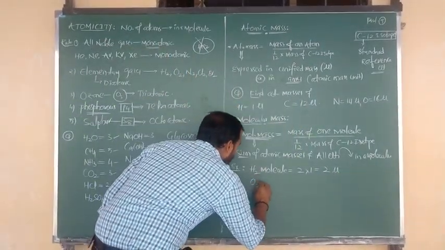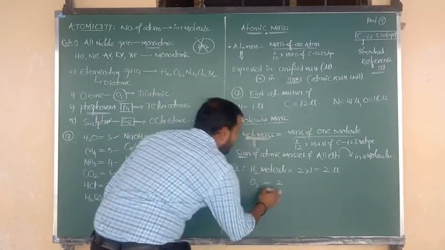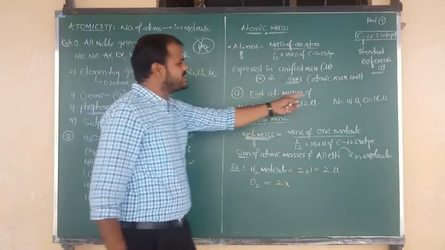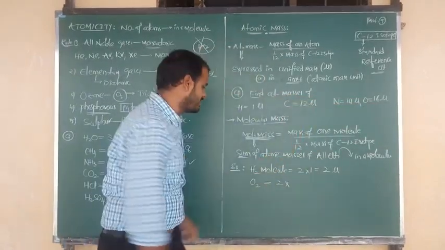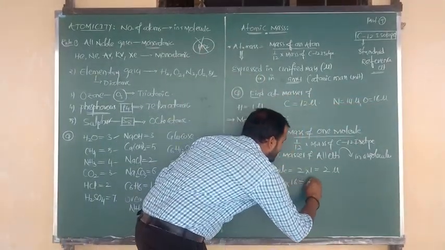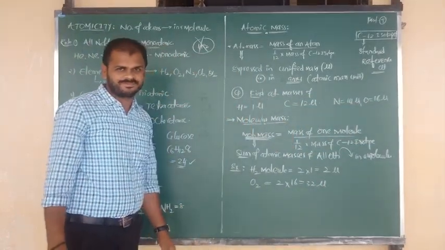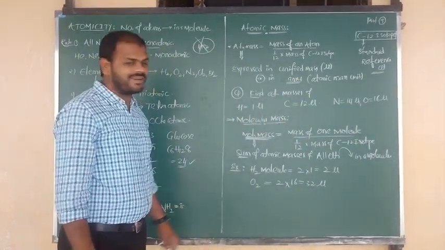And the next one is O2. The number of atoms is 2. So 2 into 1 oxygen atom, which contains 16 unified mass. So 2 into 16 means 32 unified mass or 32 grams. Like that we have to write.